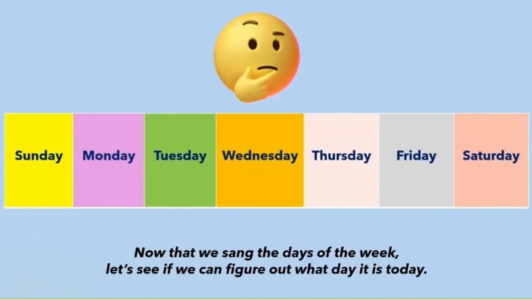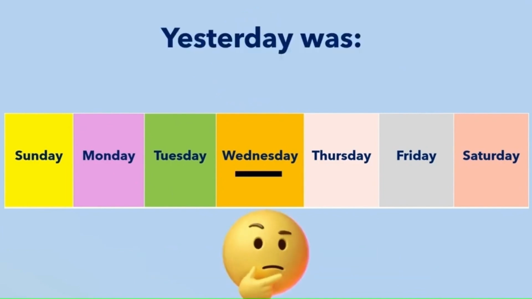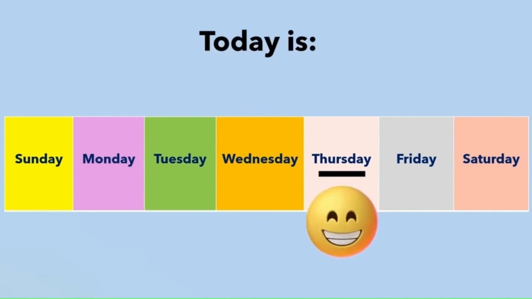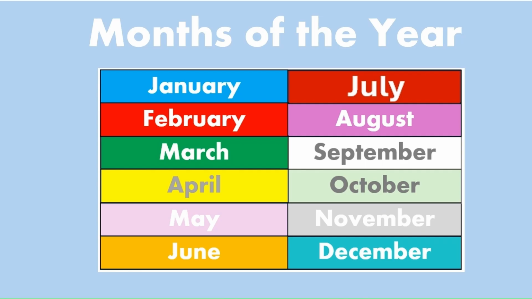Now that we sang the days of the week, let's see if we could figure out what today is. Yesterday was Wednesday, so today must be Thursday. Today is Thursday. Can you say Thursday? Thursday. Let us learn a song about the 12 months of the year.